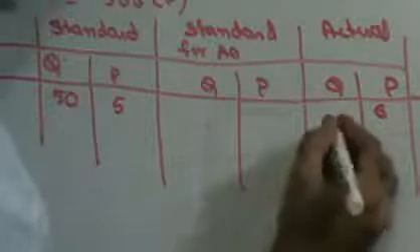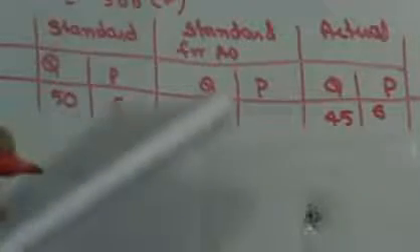Let's see the data given to you. Cost per unit: standard cost is 5 and actual cost is given to you as 6. Standard quantity is 50 and actual quantity is given to you as 45. Right? You have to find out the variances. Let's see how we do this.